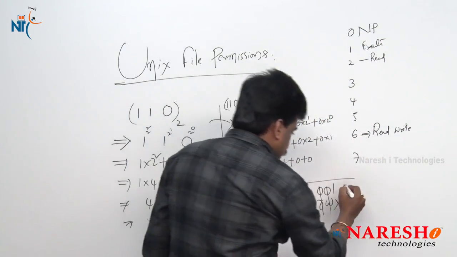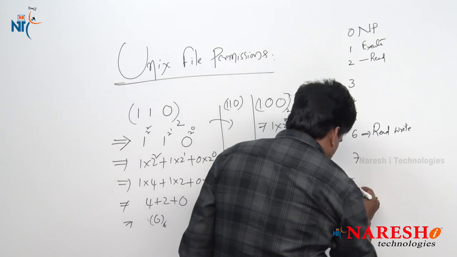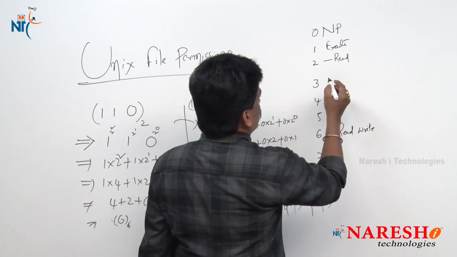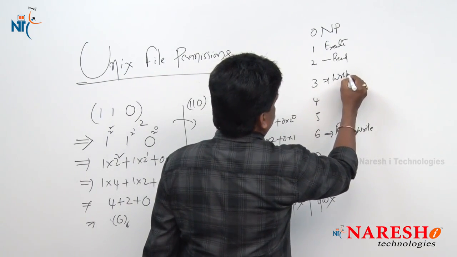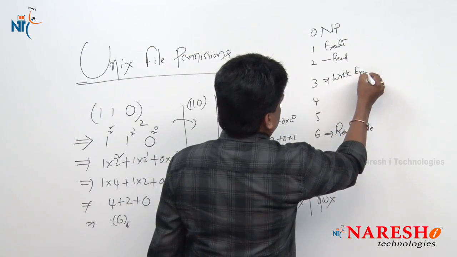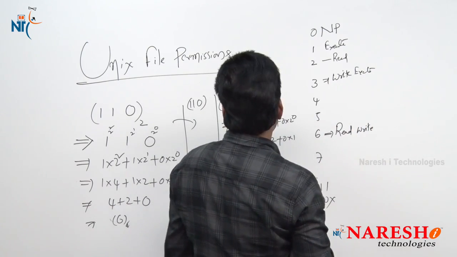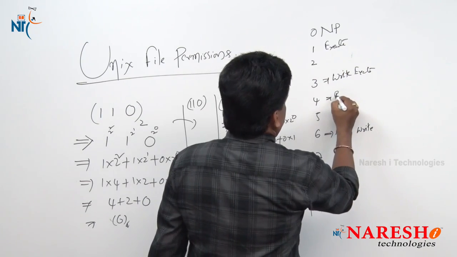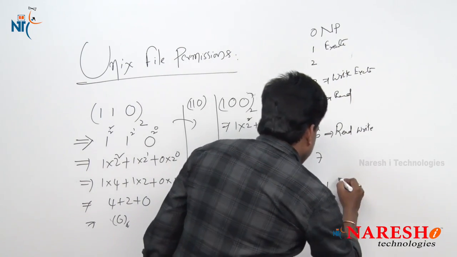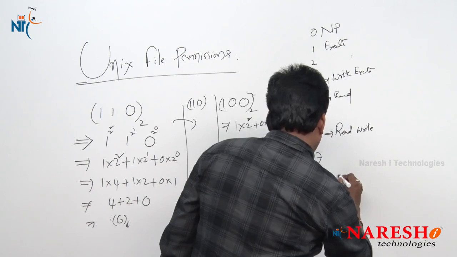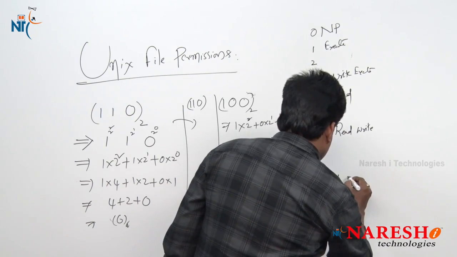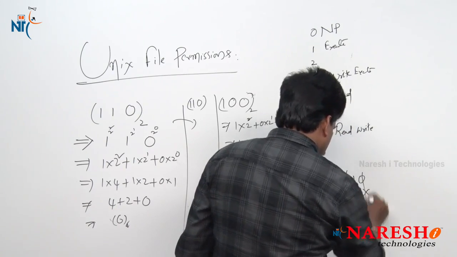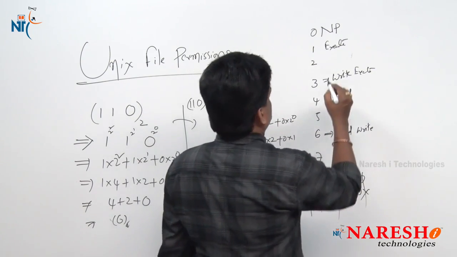Next, 3. The binary number is 0, 1, 1: R, W, X, no read, only write and execute. Write and execute. 4, we can see the 4. This is read. 4 already completed. 2, we can see. 2 means 0, 1, 0: R, W, X. No read, no execute, only write.